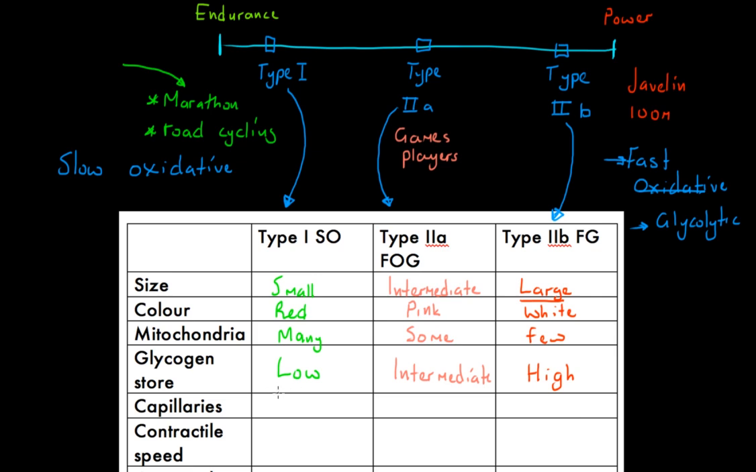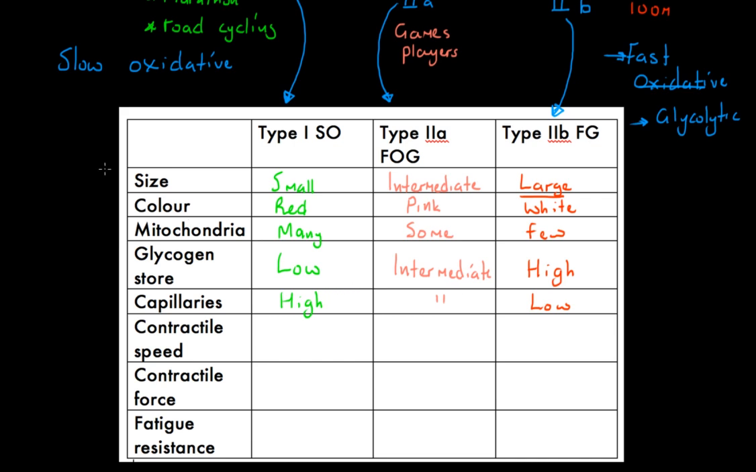What then about capillaries? Capillaries are the tubes, the vessels that bring a blood supply. Well, with a slow oxidative aerobic fiber, we're going to need lots, aren't we? We're going to need lots of capillaries. So we've got what we call a high capillary density. Whereas with our type 2A fast oxidative glycolytics, once again we could say this is an intermediate number and density of capillaries. Whereas with our fast glycolytic fibers, they don't need a large blood supply, so we've got low density of capillaries.